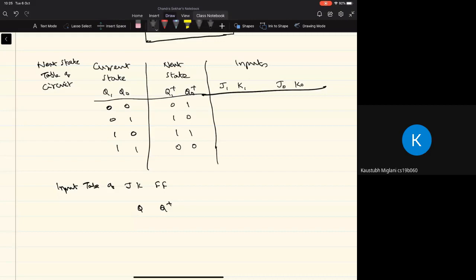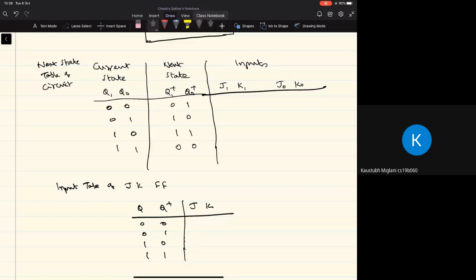If I take any flip-flop, a JK flip-flop, let's say the current state is 0. If I want the new state to also be 0, what should be the J and K inputs? This is where understanding the operation of the JK flip-flop is very, very important. The current state of the flip-flop is 0. If I want the new state also to be 0, which combinations of J and K will give me that?